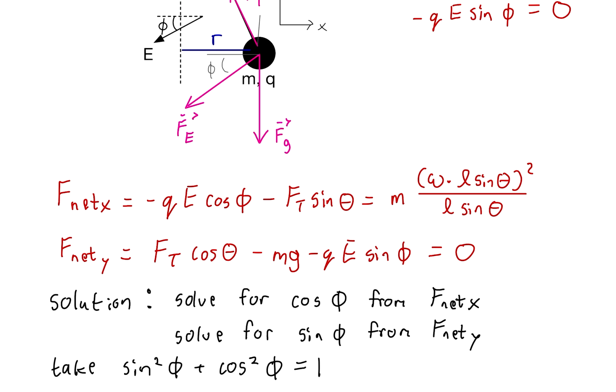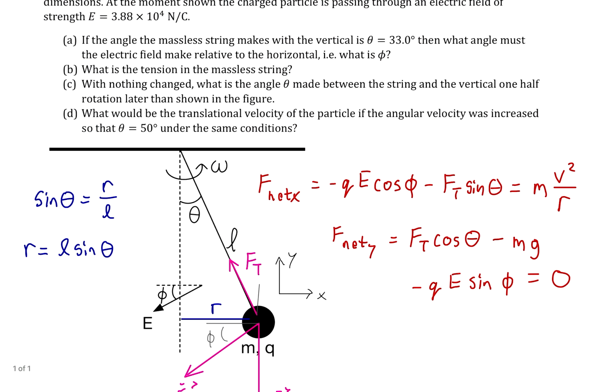Once you have tension, then you'll plug tension back into either equation. Probably easier to plug it into the F net y equation, and then very simply solve for phi with a single inverse trig function. Okay? And just make sure phi's in degrees. So that's the approach to get this problem started. Everything else will follow, because at that point, you know all the numbers of the system. You know both the unknowns, phi and theta.